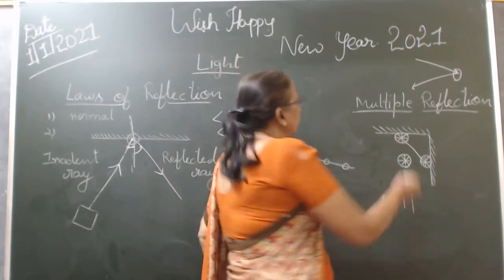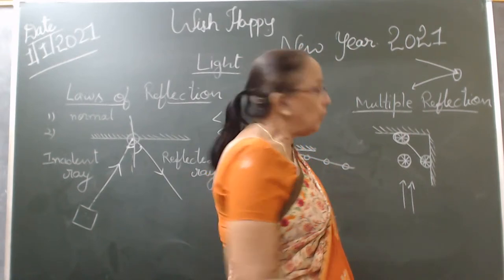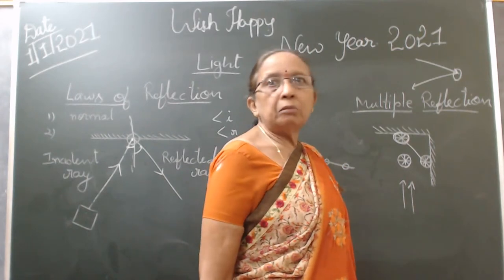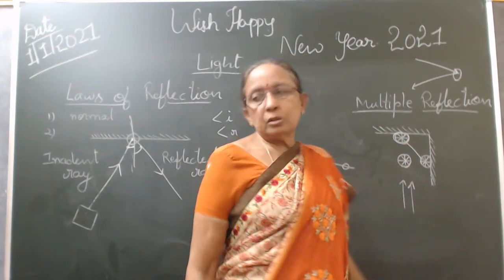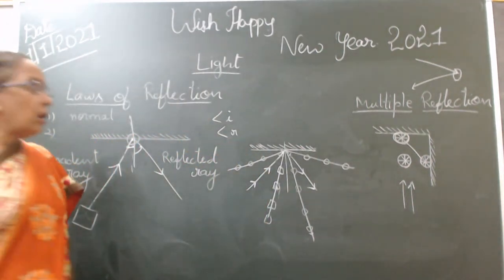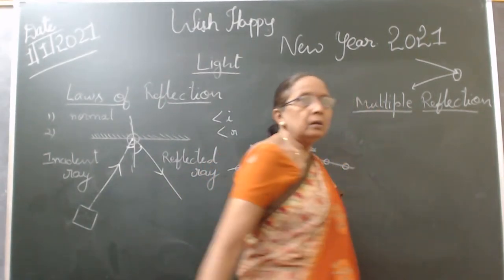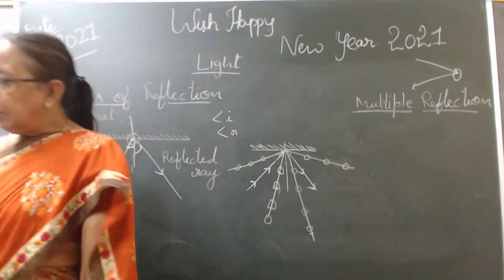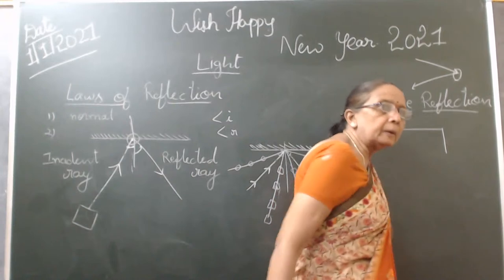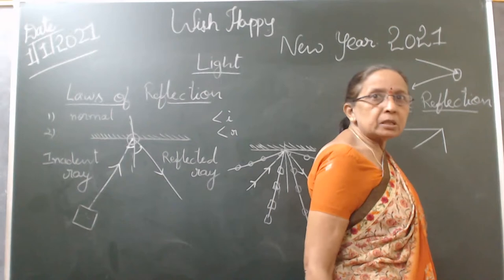Understand? But this image of an object will act as an object for the other mirror. And you will get more than one image of an object. It is known as multiple reflection. It depends on how many images you will get. Sometimes 3, 4, 5, sometimes 8 also. It depends upon the angle at which you place the two mirrors. Suppose you adjust at 60 degrees, the number of images will be different.